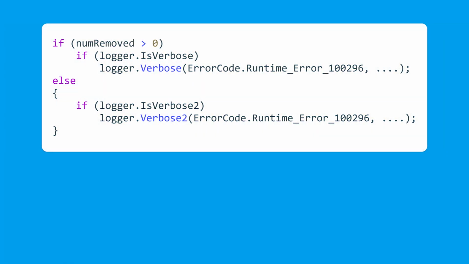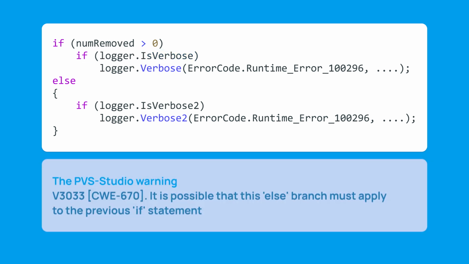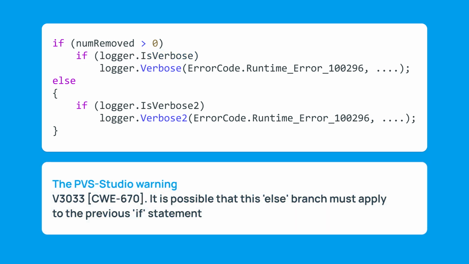Theory is great, but let's dive into some real-world examples. Here's one from the Microsoft ChakraCore project. Take a look at how the curly braces are placed here. The formatting clearly indicates that the else branch should be executed for the very first condition that checks if the variable is greater than 0. But here's the catch. Since there are no curly braces, the else branch will refer to the condition that is enclosed within the first if. PVS-Studio spotted this and gave the following warning.